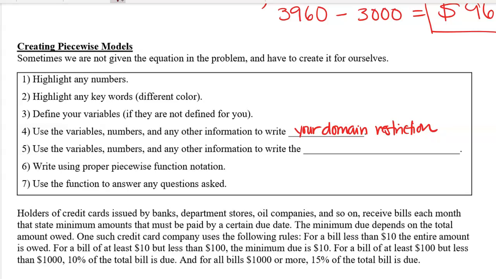Val, can you help me with number 5, please? Use the variable, numbers, and any other information to write the output, which is the y value. Okay. Number 6, Ian. Write using the piecewise function. Good. Remember, the piecewise function has the bracket. You only have one y, okay? And then you have the big bracket, and then you put as many pieces in there as the information is given. Brad, number 7, please. Use the function to answer any questions asked.